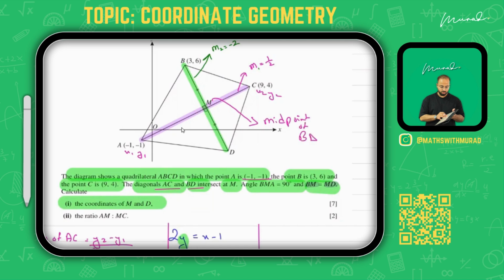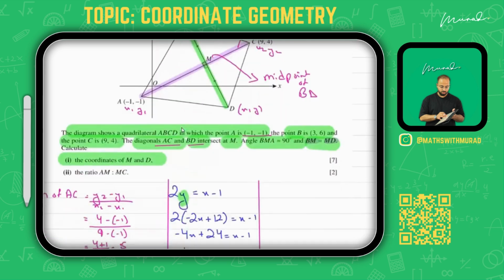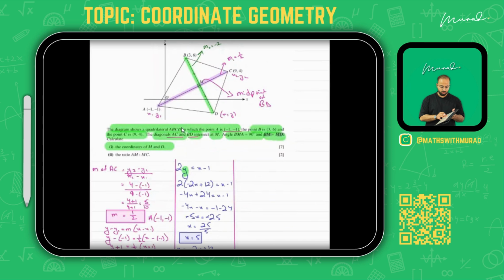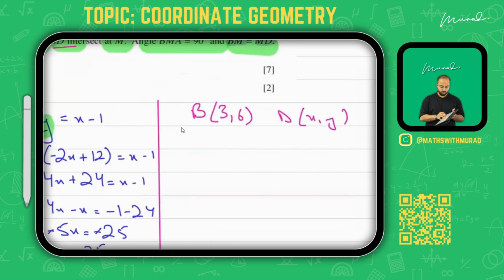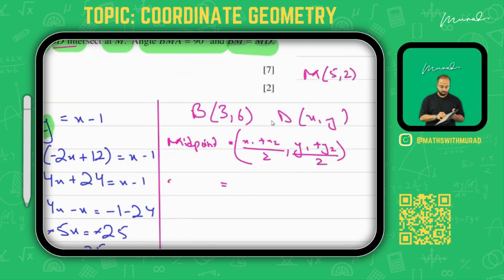Currently, I don't know the coordinates, so I'll suggest that the coordinates of D are x and y. The coordinates of B, which I already know, are 3 comma 6. The coordinates of D are x comma y. So I have these two coordinates right now, and I'll be applying the formula of the midpoint. The formula for the midpoint is (x1 plus x2) divided by 2, and (y1 plus y2) divided by 2. Because the midpoint is already given, we understand that the coordinates of M, the midpoint, are 5 comma 2. So instead of the midpoint I'll be writing the coordinates of M, because this is the midpoint.